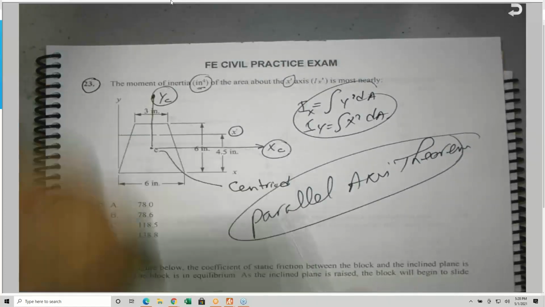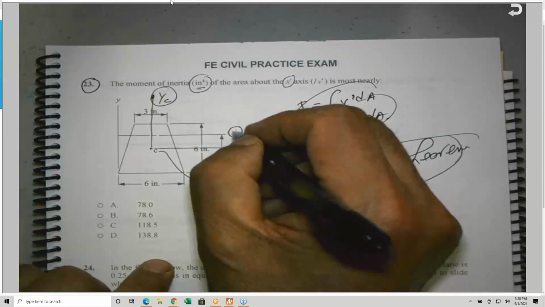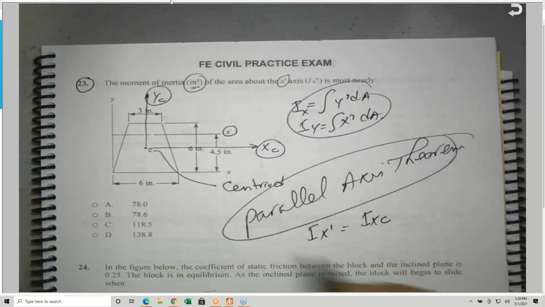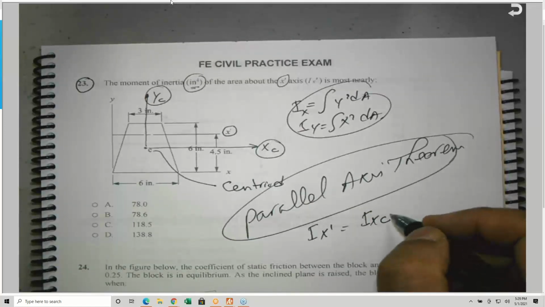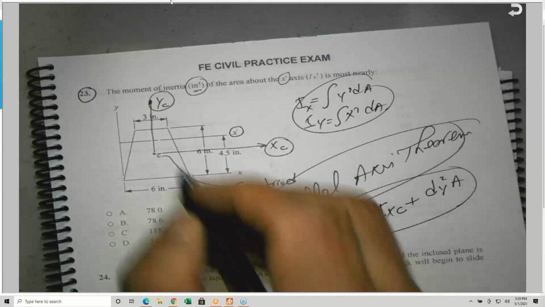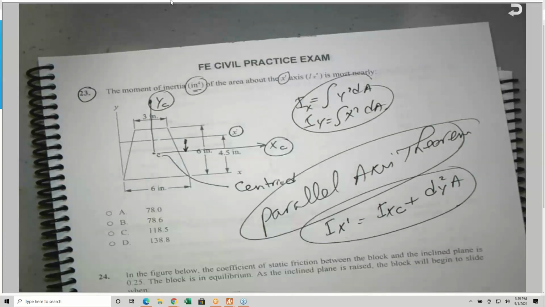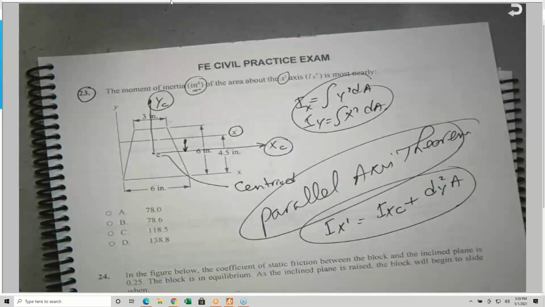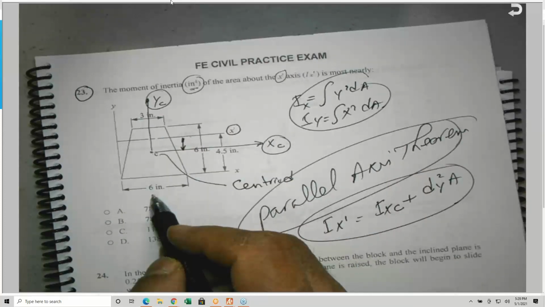The parallel axis theorem says that the moment of inertia Ix bar, which is this one here, is equal to the Ixc, which is the moment of inertia about the centroidal axis, which is in this case the x, plus the area, or the dimension dy squared times A, where A is the area. What is dy? Dy is the distance from here to here, the distance from the centroidal axis to the axis we are interested in. The area, this is area of a trapezoid, 3 plus 6 divided by 2 times.